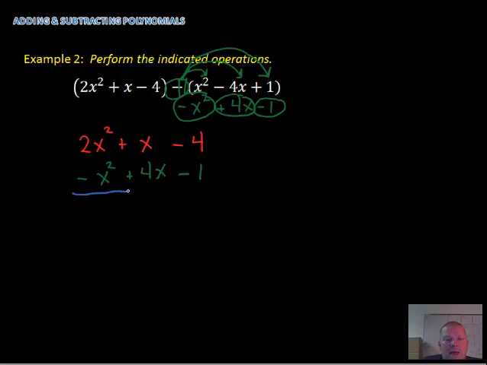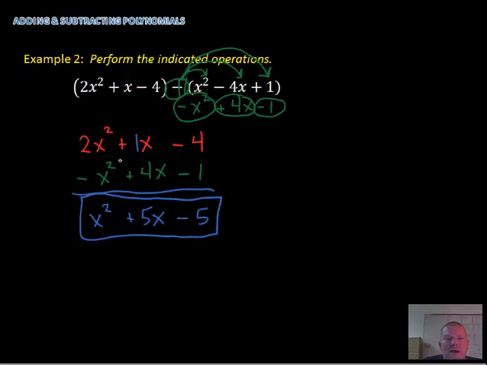And then what I'm going to do is I'm just going to add the columns up. So I have 2x squared plus a negative 1x squared. That just makes 1x squared. You can write x squared or 1x squared. I have a 1x plus 4x. That gives me 5x. And then I have negative 4 minus 1 gives me minus 5, and negative 5. And so what I ended up doing in this problem is I ended up just doing basically the same thing as the addition problem, but I had to distribute that subtraction through. Okay? So my answer is x squared plus 5x minus 5.